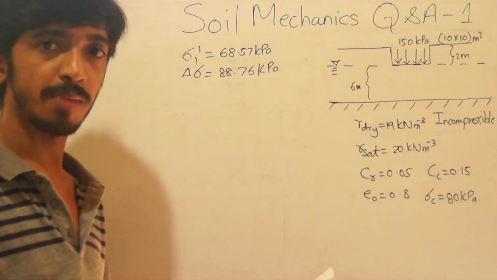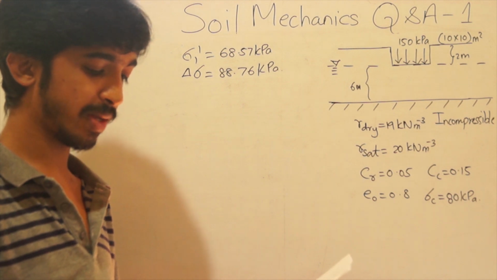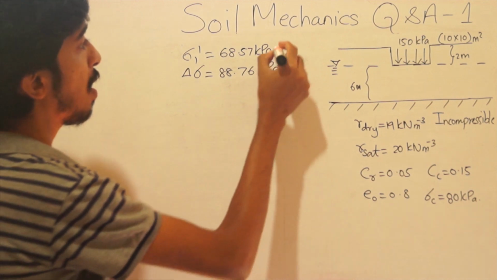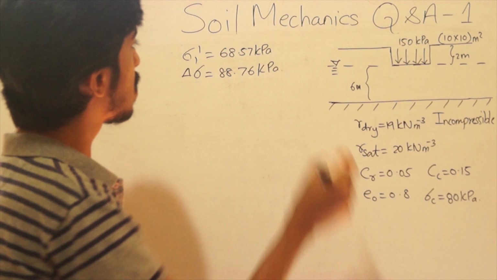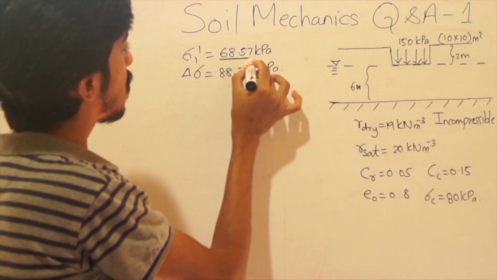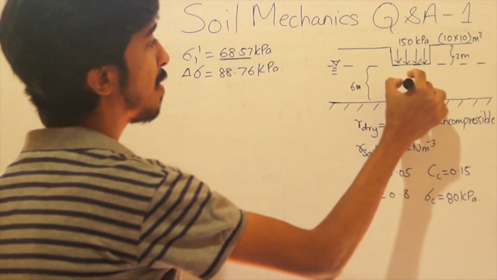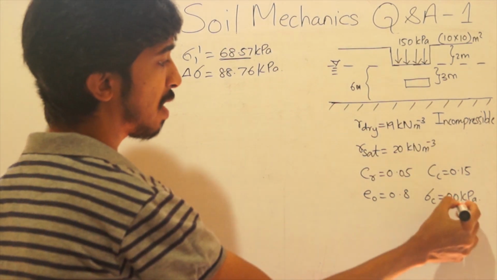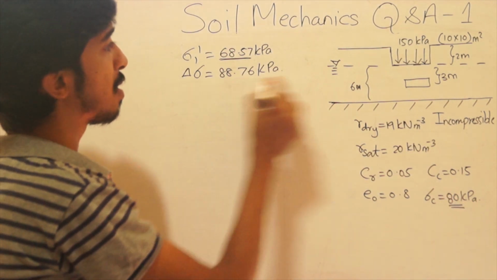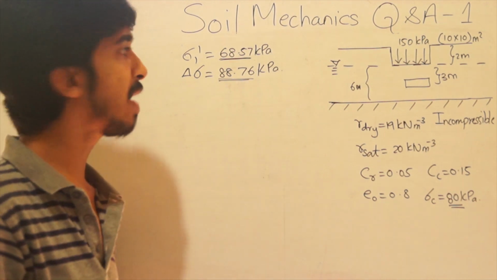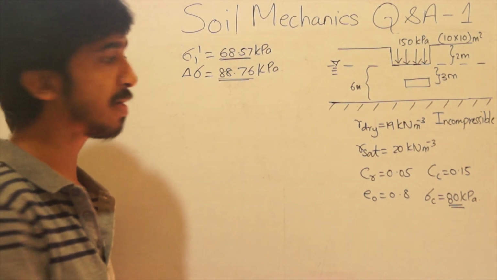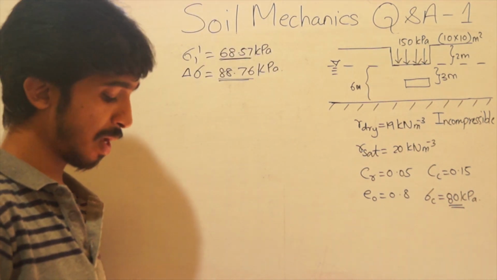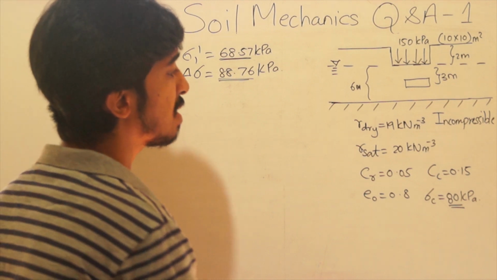Okay, in the third part, they want us to find the settlement happening due to this load. So before the loading, the effective stress on the sample, that is on the midpoint at 3 meter depth, is 68, which is less than the pre-consolidation pressure. After the loading, there's an increment of 88. So the addition would be somewhat closer to 150, which is higher than the pre-consolidation pressure. The soil is now getting transferred from the OC state to the NC state.